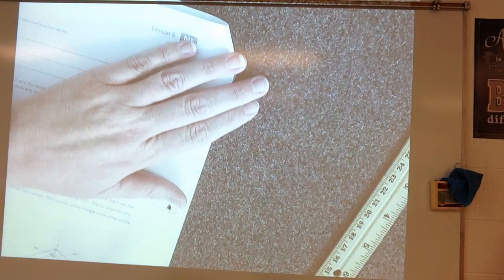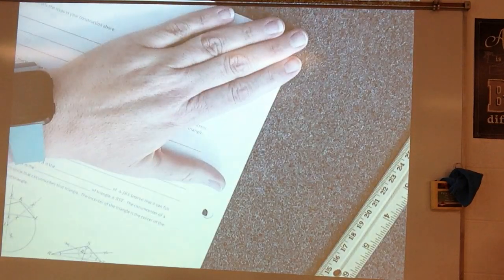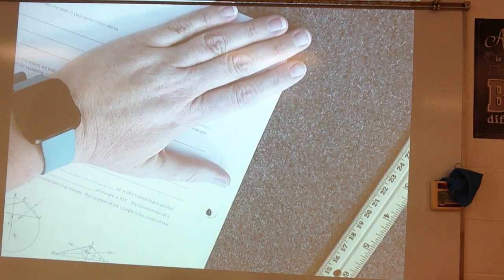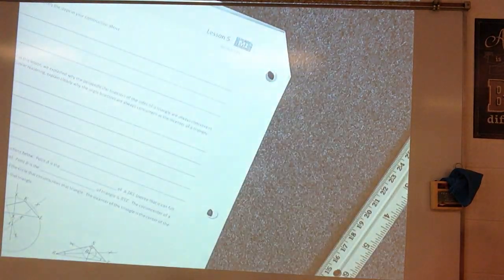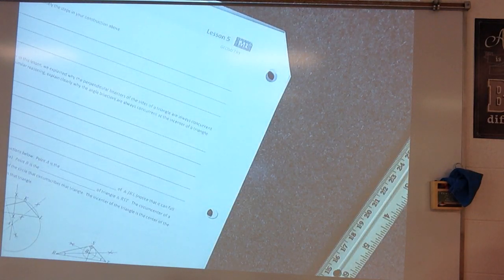State precisely the steps in your construction above. Well, guys, we would construct the angle bisector of angle A, angle B, and angle C, and then we would label the point of intersection as Q. Okay? It's not anything of major importance here.